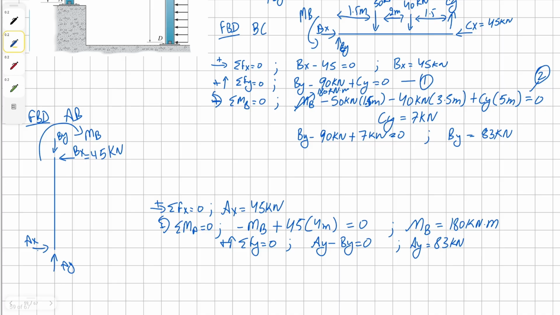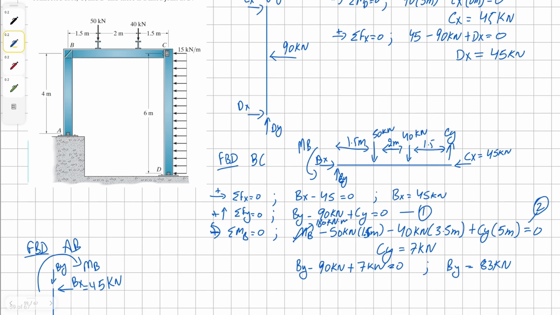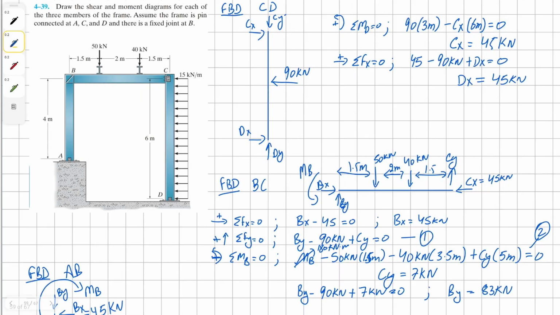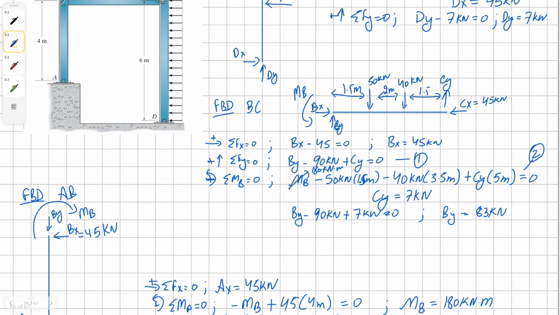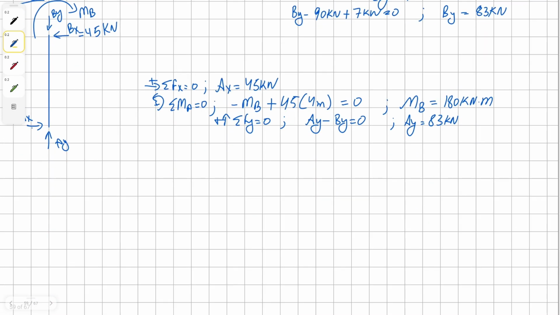Alright, so now that we have that, we can go back a point further back. We have Cy here, which we had as 7 kilonewton. And now, by summing the forces in y direction, we can find the value of Dy. And Dy is negative 7 kilonewton equals to 0, and Dy is going to be 7 kilonewton as well. And with that, we have solved for all reaction forces.